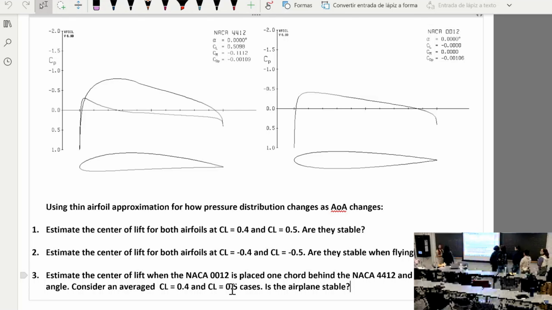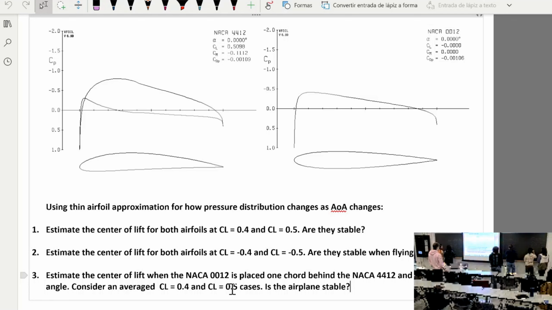It becomes unstable. So as long as the center of lift moves towards the leading edge as you increase CL, it's going to be unstable. So here you can see it's unstable. As you increase CL, the center of lift shifts from 0.5 to 0.46, exactly from here to here. It's moving towards which direction? Towards the leading edge. That's unstable.